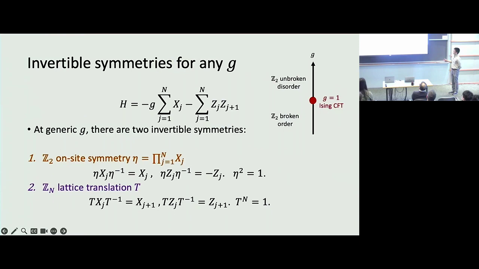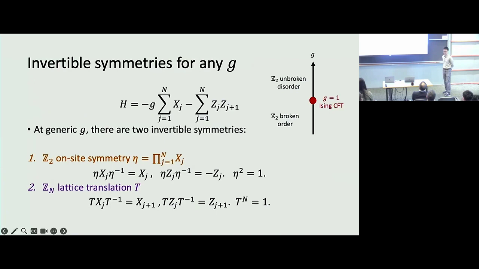This Hamiltonian is the simplest Hamiltonian respecting the Z2 symmetry to leading order. X is Z2 even, so I can write down a linear term in X. Z is Z2 odd, so I have to work with quadratic terms in the Hamiltonian. Of course, I can add higher order terms, which I will do later on in the talk, but to leading order, this is the simplest one.